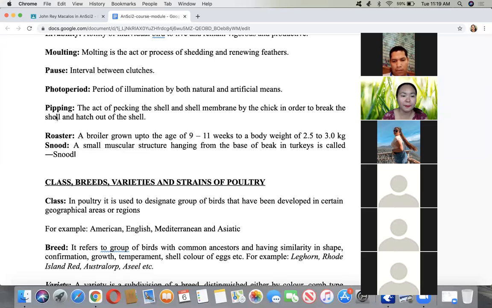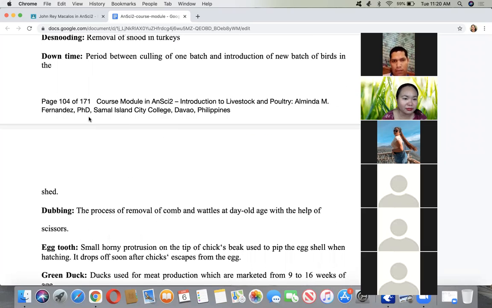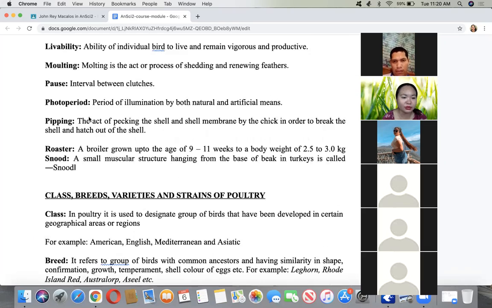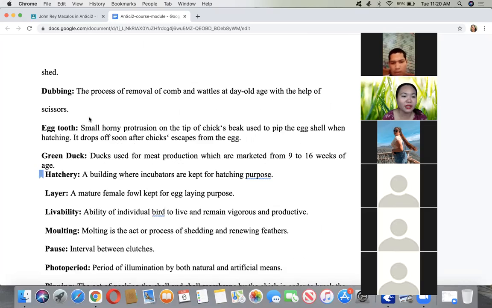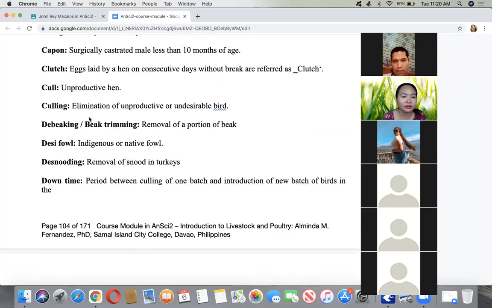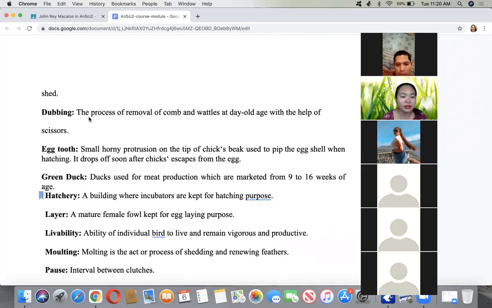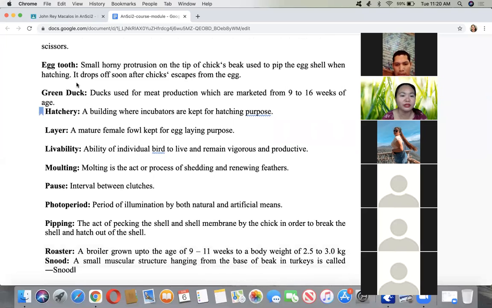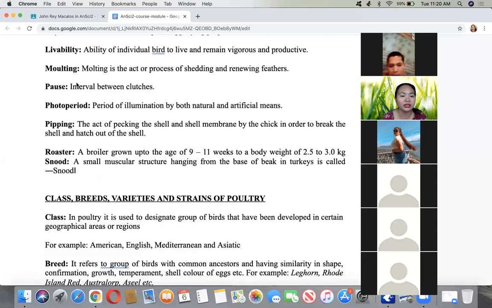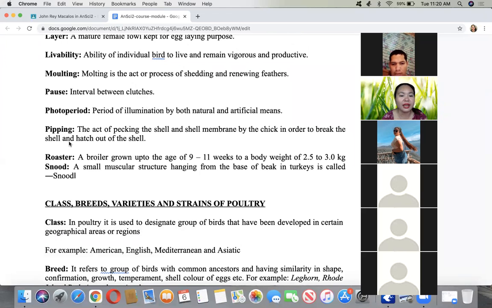So we also have piping, the act of pecking the shell or shell membrane by the chick in order to break the shell. So kanina yung egg tooth ba yun? Yeah, egg tooth, no? Egg tooth is the one they use for breaking the shell, and the act of pecking the shell is piping.